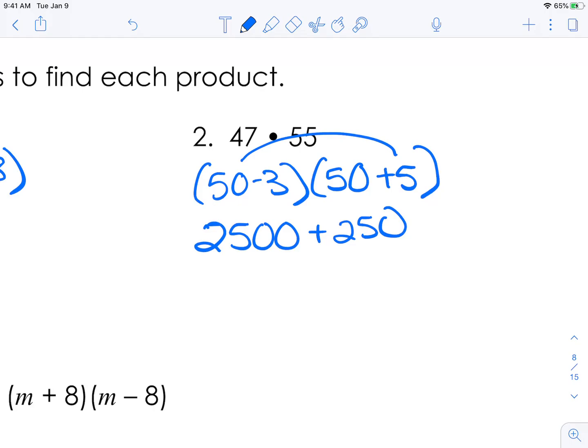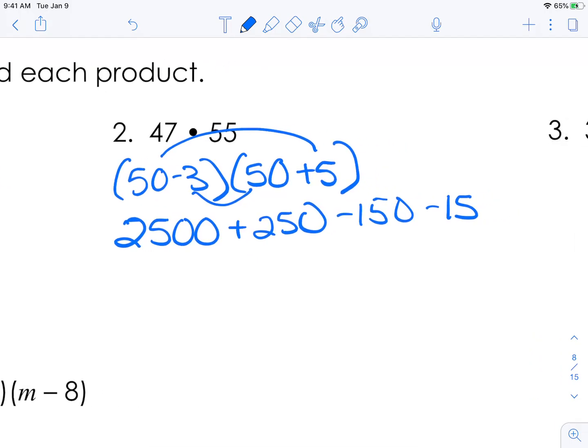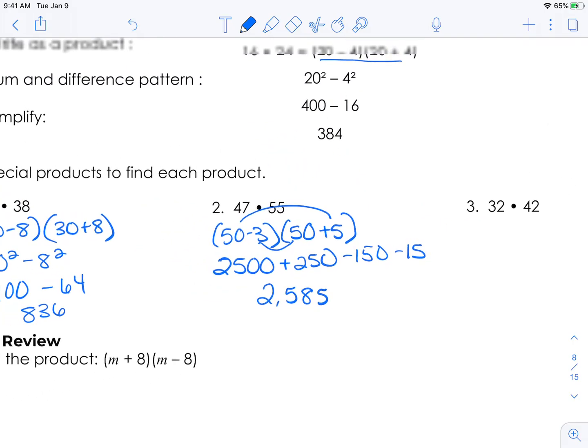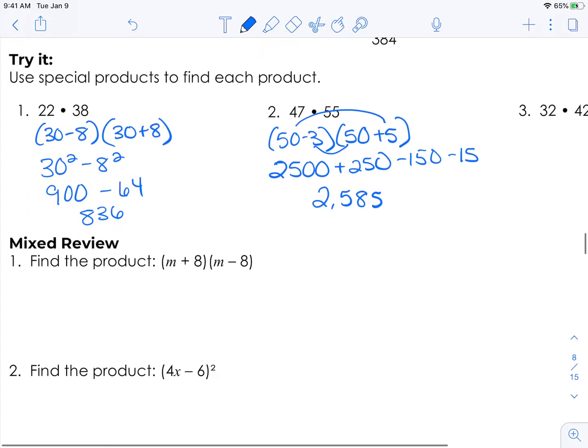And then you would subtract 150 and then minus 15. And in this type of problem, by the time you do all of this work, you probably could have just written it out the long way, but I'm just showing you as an example that it can be done. And we're going to just skip that last one.